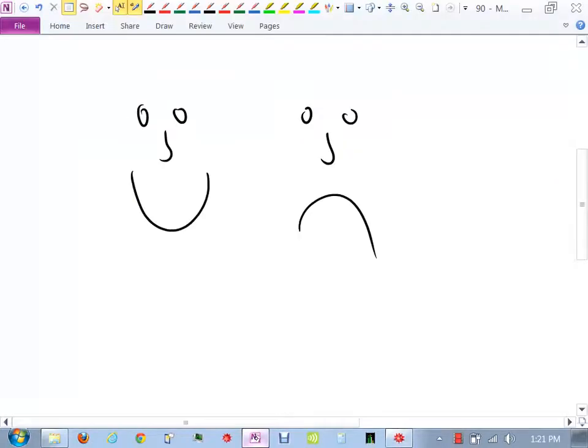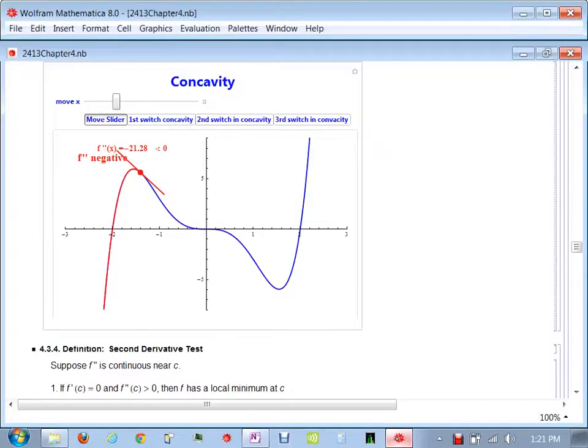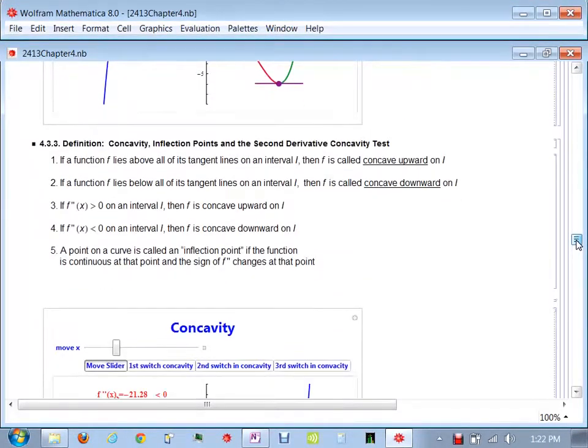So if I go back to my picture over here, if I pick any point on a smile and draw a tangent line, my tangent line's below the smile, right? It's touching at one point, and every point around it should be above that. And then if I go to my frown, my tangent line is above it. It touches at one point, but the rest of the line is above it. So that's the true meaning of concavity.